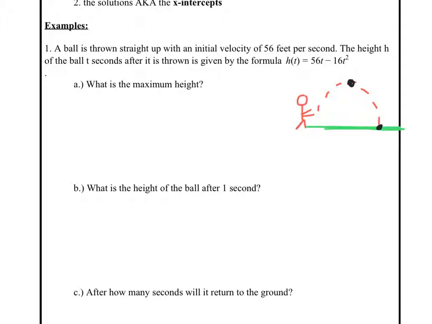Okay. My first question for you is, what is the maximum height? So you have yourself a little picture. The maximum height, what is that point called? It is called the vertex, and it is a maximum. So you need to figure out what this point is. So we're going to figure out what that point is, and then we'll label it in a little bit. We are using that equation that you see at the top, and we're finding the vertex.